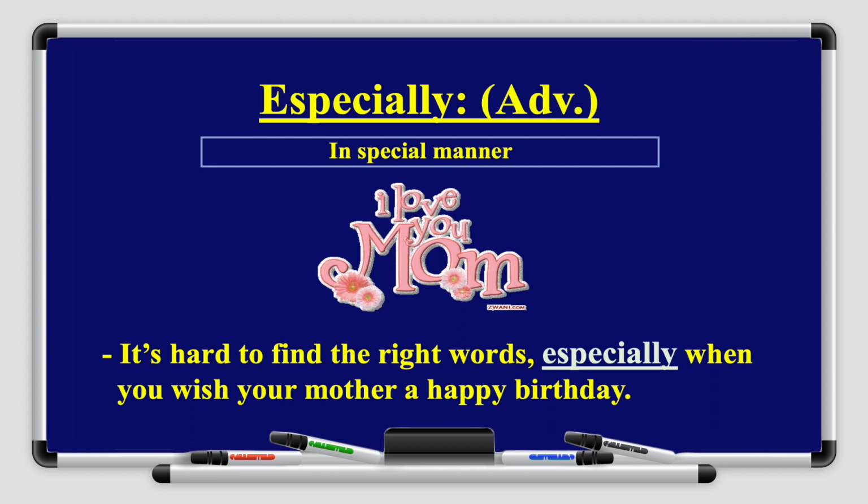Next we have the word especially. Let's repeat it together. Especially. So what part of speech is especially? It's an adverb. Excellent. Let's read the example. It's hard to find the right words, especially when you wish your mother a happy birthday. So especially here means in a special manner.